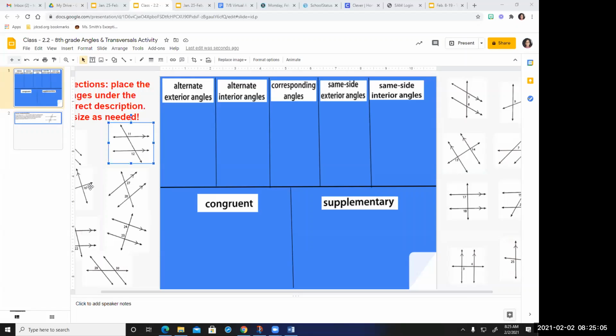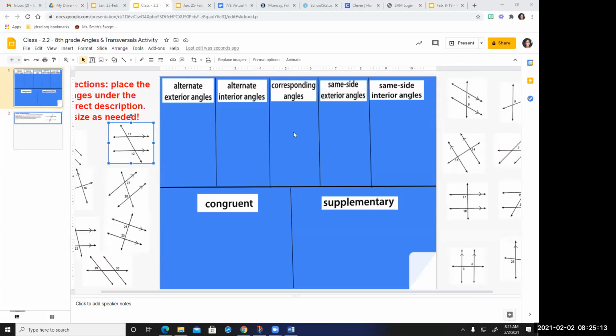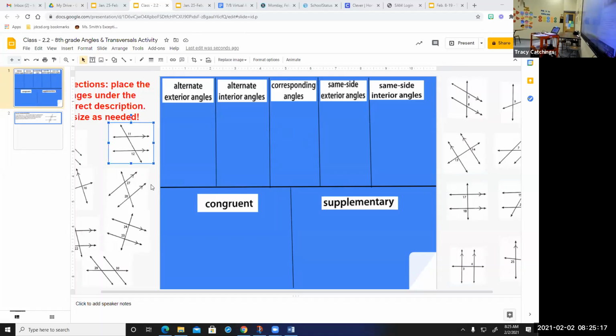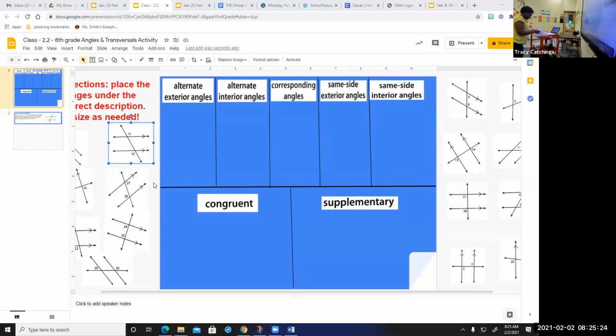Alternate exterior angles. Say it a little louder for me. Alternate what? Alternate exterior. All right, why did you say alternate exterior? Because they are both on the outside of the parallel lines. Both on the outside and they're opposite each other. Good job, Brian.